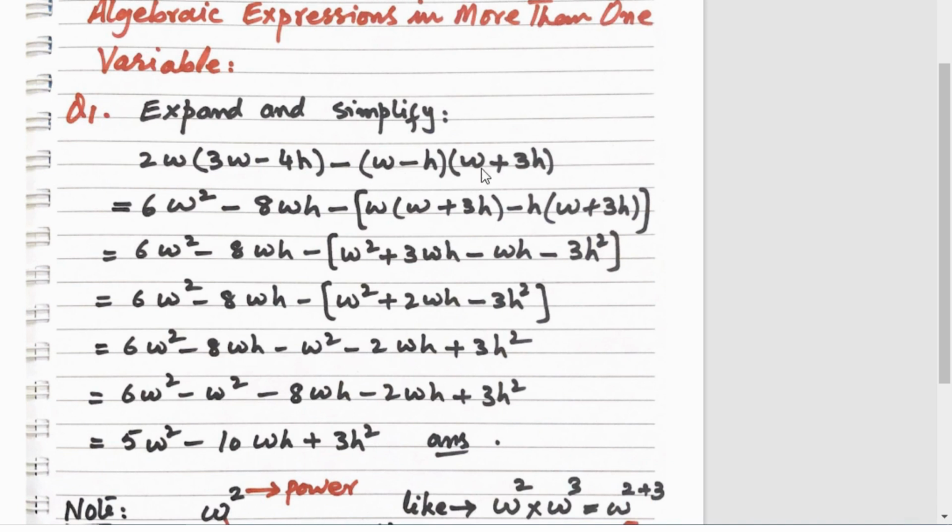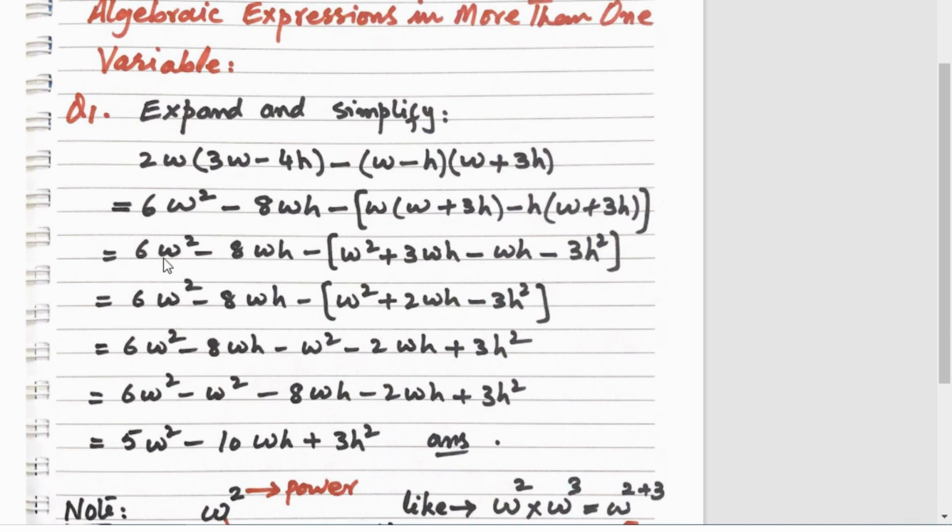First of all, come here and fix the second bracket. W plus 3h will be fixed, and we will make it ready for the simplification after writing it down. How? One by one we will take each term. First of all, we will take w and write it down with w plus 3h in the form of a product over here. We are not directly multiplying it. Then we will take minus h and write it down over here with w plus 3h in the form of a product inside the big bracket.